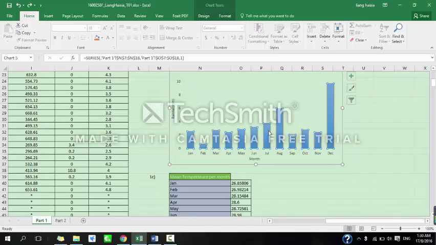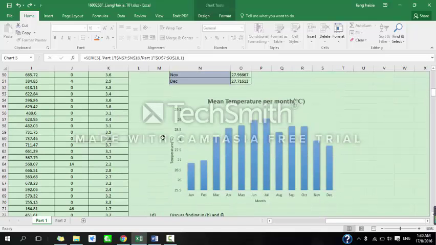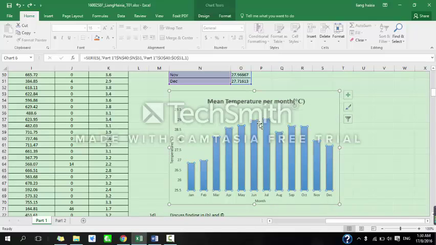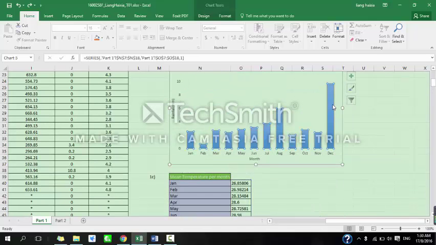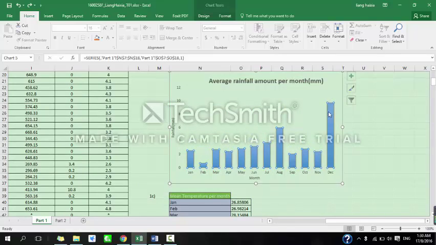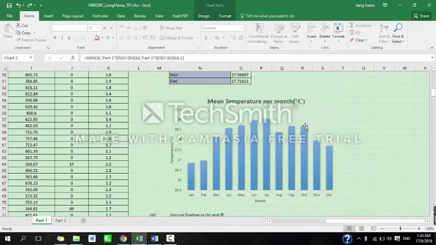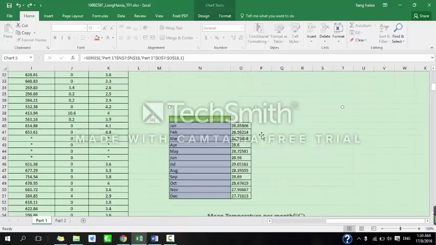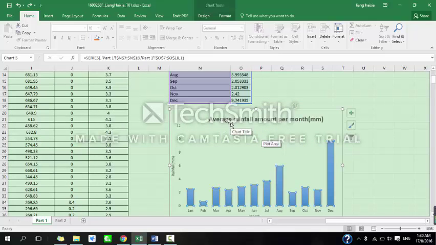And in December, when the temperature starts to drop, since it was increasing and then starts to drop, the rainfall increases, and it's the highest rainfall of the year. So you can say that the mean temperature per month is inversely proportional to average rainfall per month.